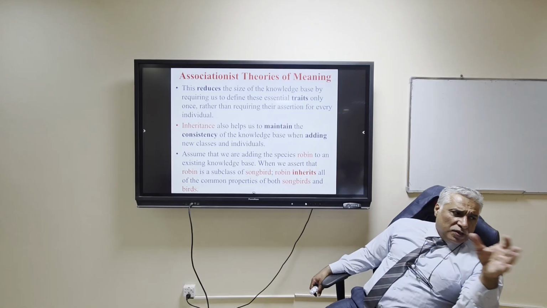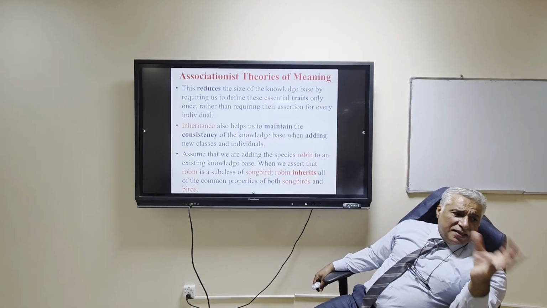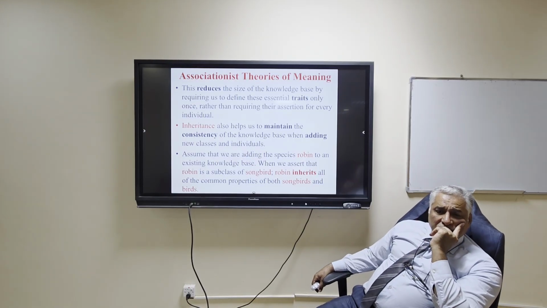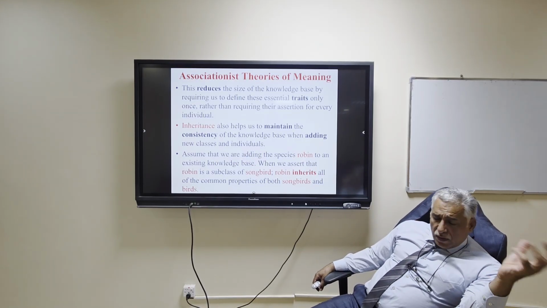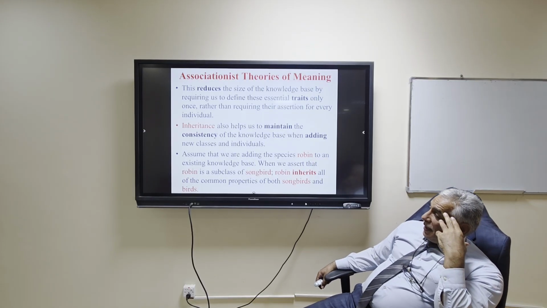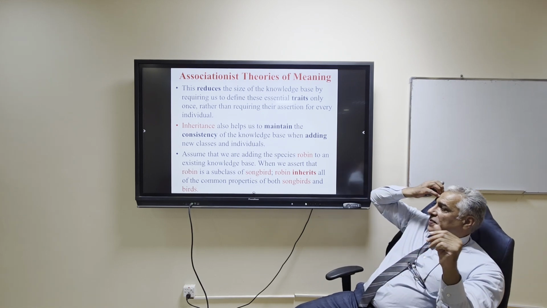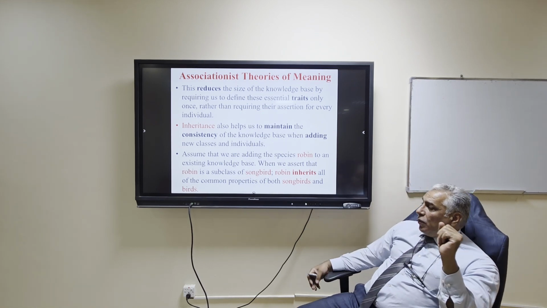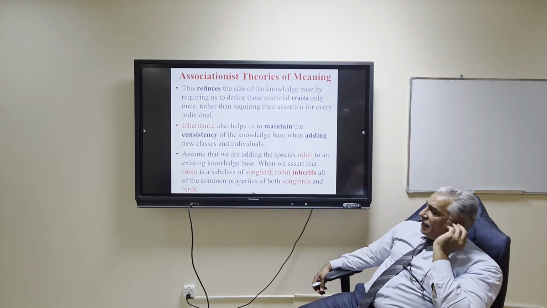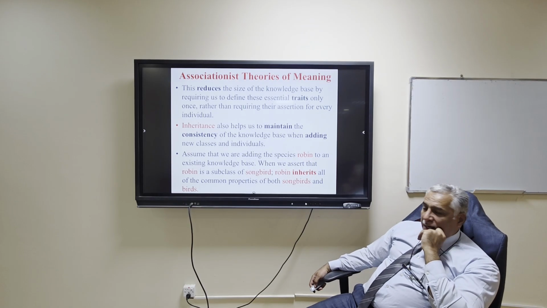As in object-oriented languages, when we create a class, we can then instantiate some other object of this main class. It is like adding the species robin to an existing knowledge base when we assert that robin is a subclass of songbird. Robin inherits all of the common properties of both songbirds and birds.